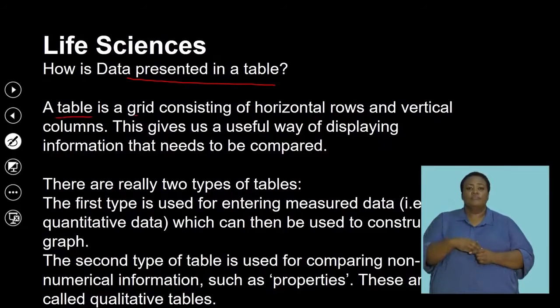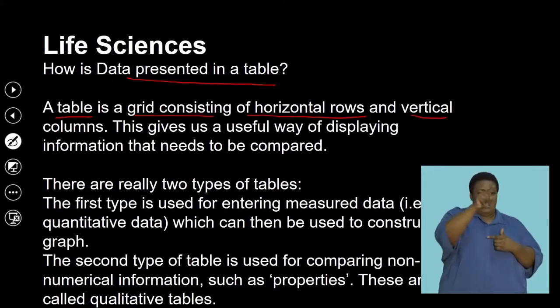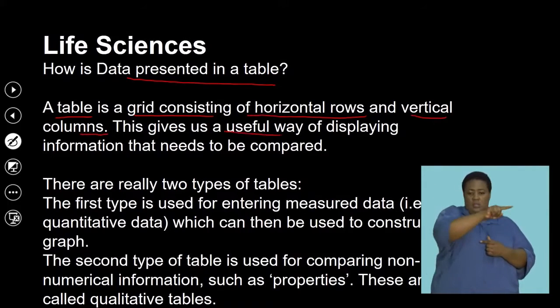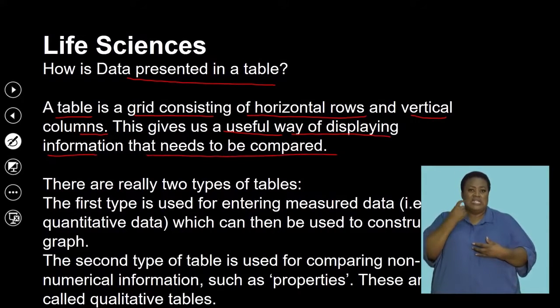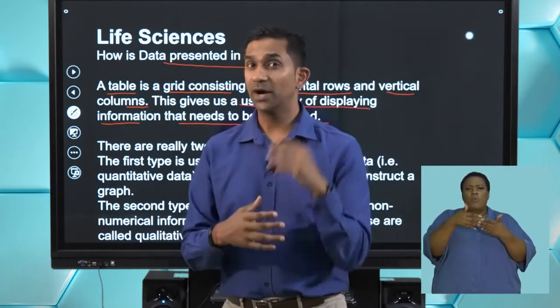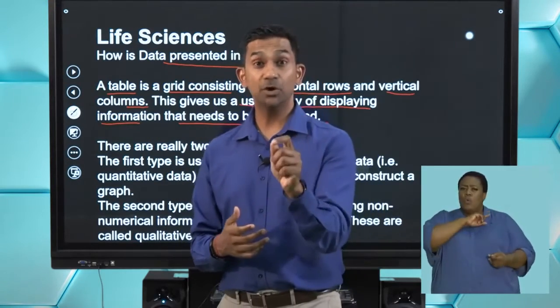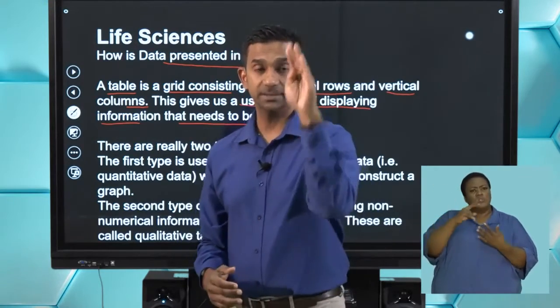A table is a grid consisting of horizontal rows and vertical columns. This gives us a useful way to display information that needs to be compared. So often at school you would be asked to draw a table of your observations. Why do we do that? It's important for us to be able to do that so that we can present that information to see the patterns.